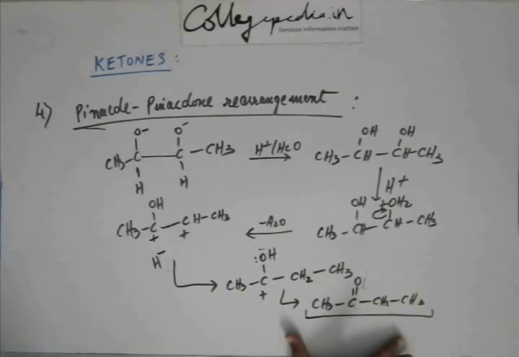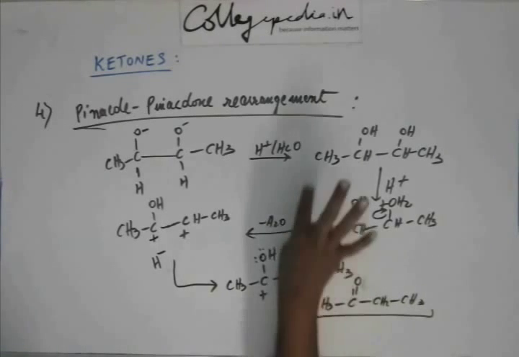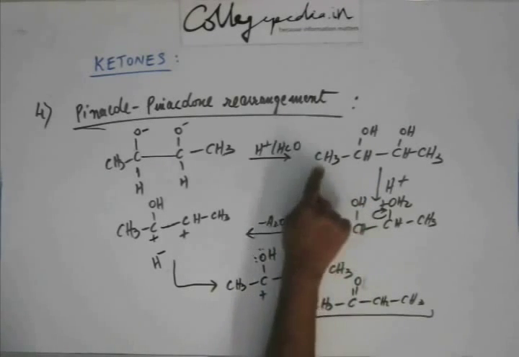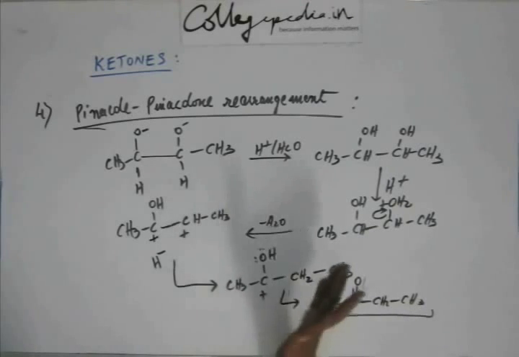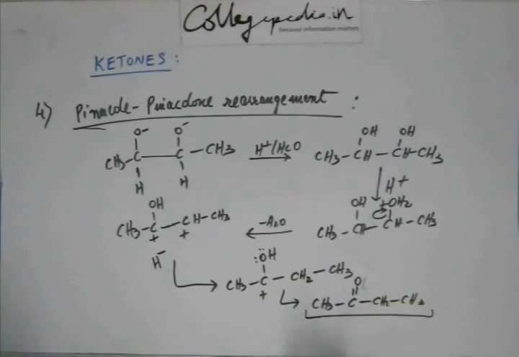The rearranged form is called Pinacolone. This is Pinacol. So we are rearranging Pinacol to get Pinacolone. Pinacol Pinacolone rearrangement. Finally, we end up in a ketone. So this is a method of preparation of ketone. Fine?